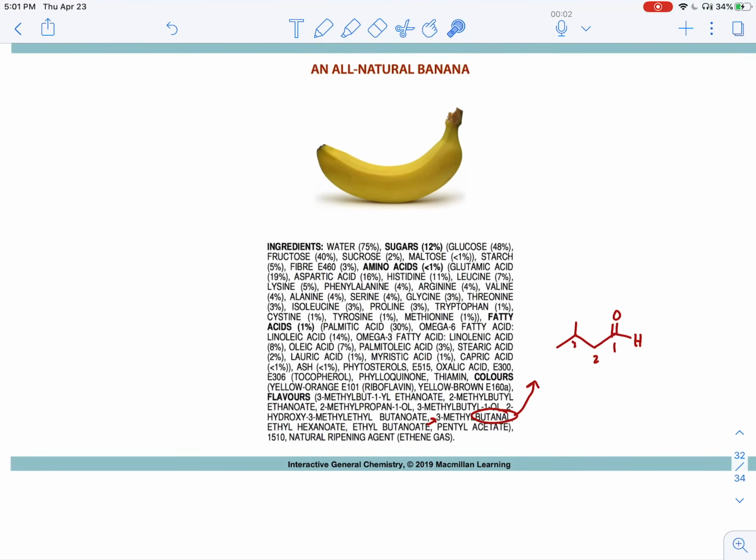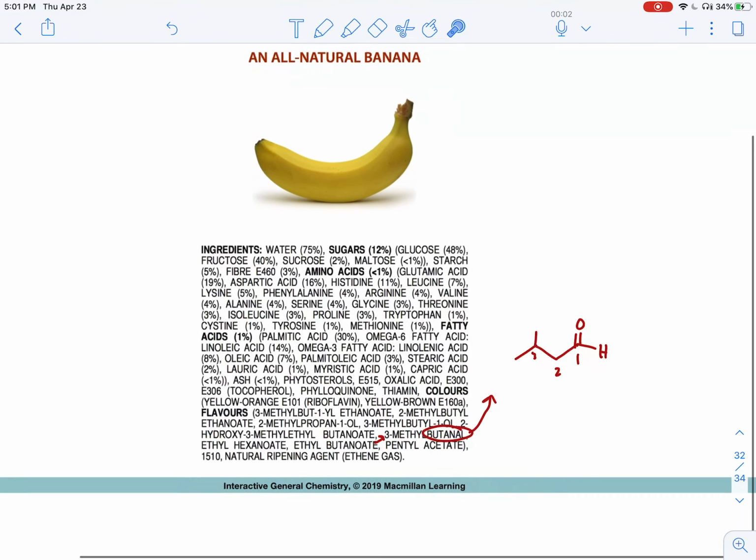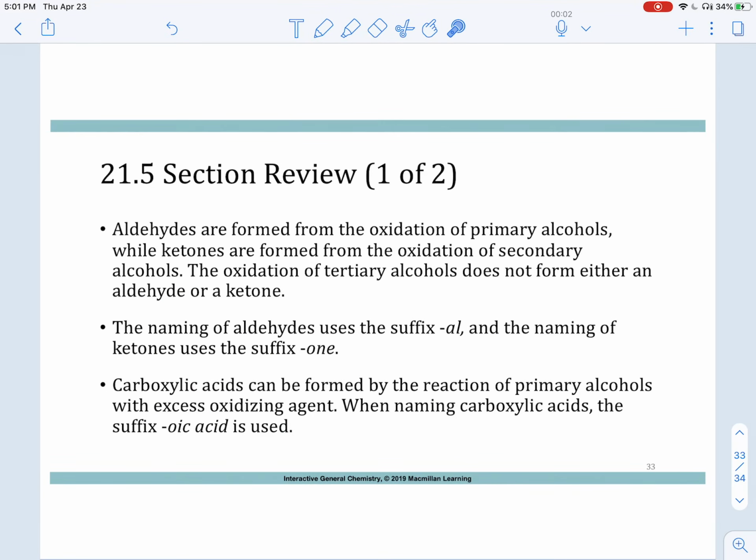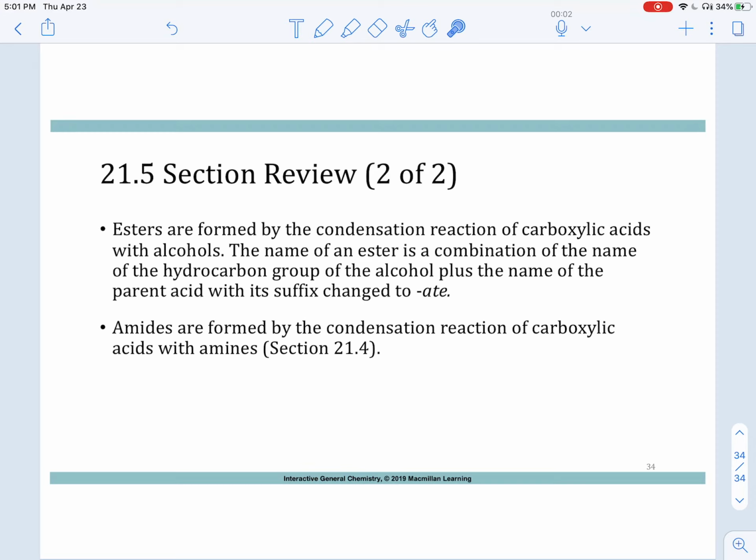So that is the end of this section. And really the whole 21.5 is just introducing aldehydes, ketones, carboxylic acids that we can get by actually oxidizing alcohols to get there. And then we looked at esters, which are formed by condensation of carboxylic acids and alcohols. And then amides are condensation of carboxylic acids with amines. And all the naming that goes with it.